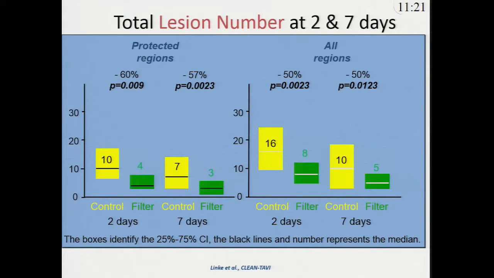Here you can see the results of this investigation of the imaging. We're looking at the total lesion number, that's the primary endpoint, and we're looking at the number at 2 days and at 7 days. The yellow columns are the control patients, and the green columns are the treated patient group receiving a filter. This is after 2 days, and here after 7 days. And you can see that there is a highly significant reduction with respect to the total lesion number for both times, for 2 days and for 7 days.